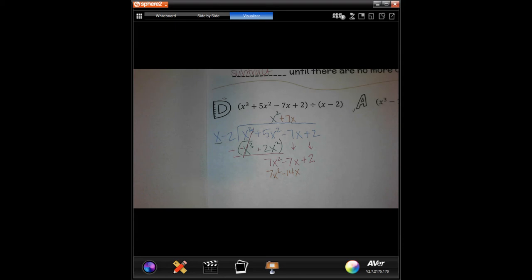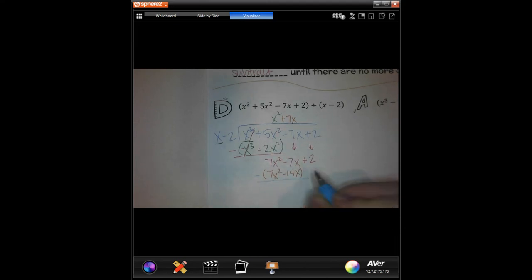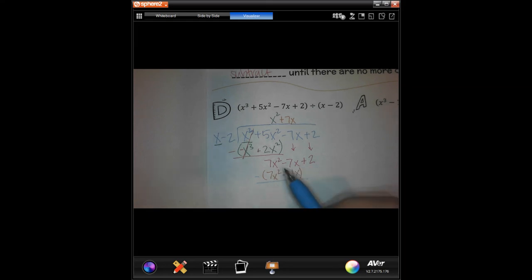Okay. And put it in parentheses. And then I'm going to take the opposite of both of those. So I'm going to have 7x squared minus, now I'm applying this opposite, so then those cancel out. I'm applying this opposite, so now we've got negative 7x plus 14x, and I'm left with 7x, and pull down my positive 2. I keep going.